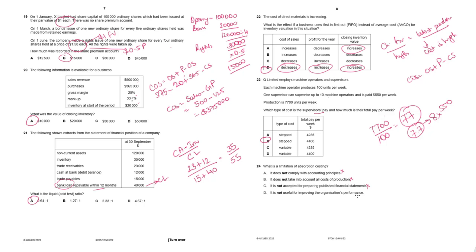It is not useful for improving the organization's performance, which is a true statement. Why? Because it is good for presenting information, but for decision making, absorption costing is not good, because the fixed cost is actually a cost that you have to spend. When it comes to decision making, fixed costs become irrelevant, but absorption costing does not ignore fixed cost. So when you work on absorption costing, your decision making may be poor and it may not improve the organization's performance. So 24D.